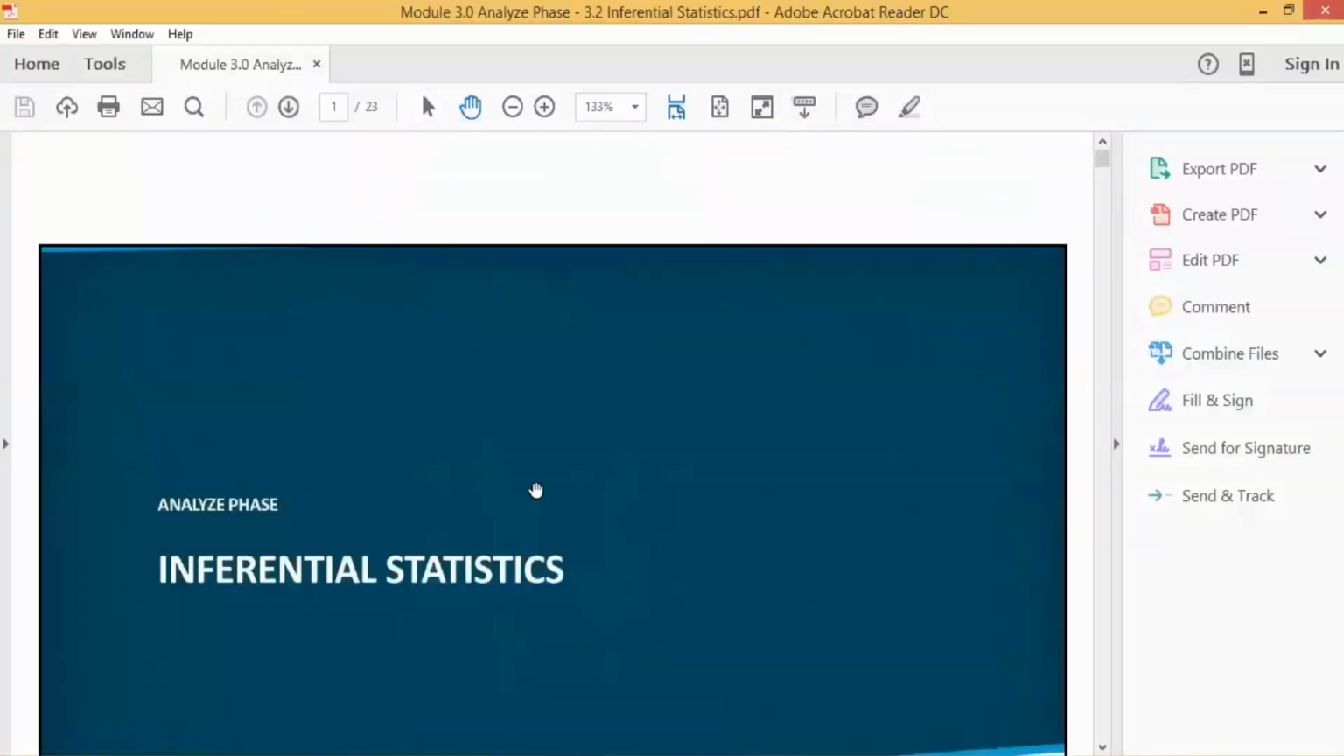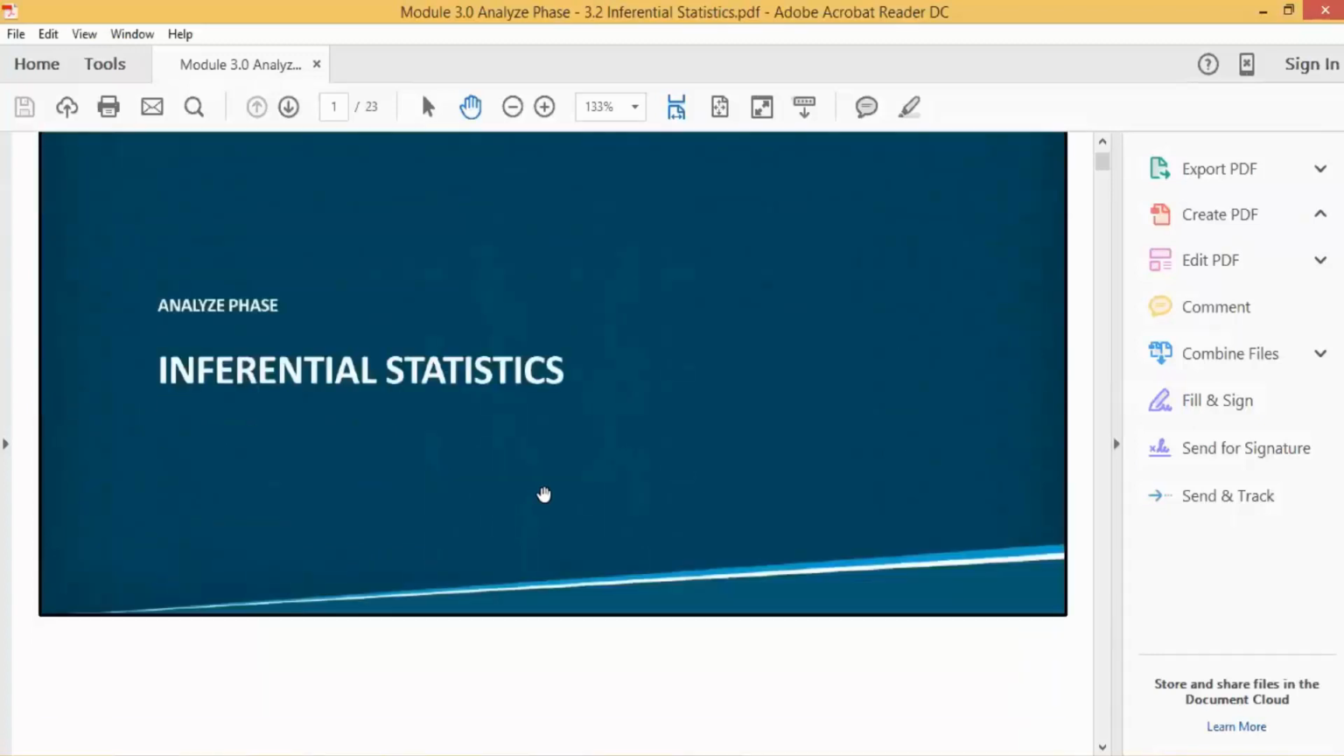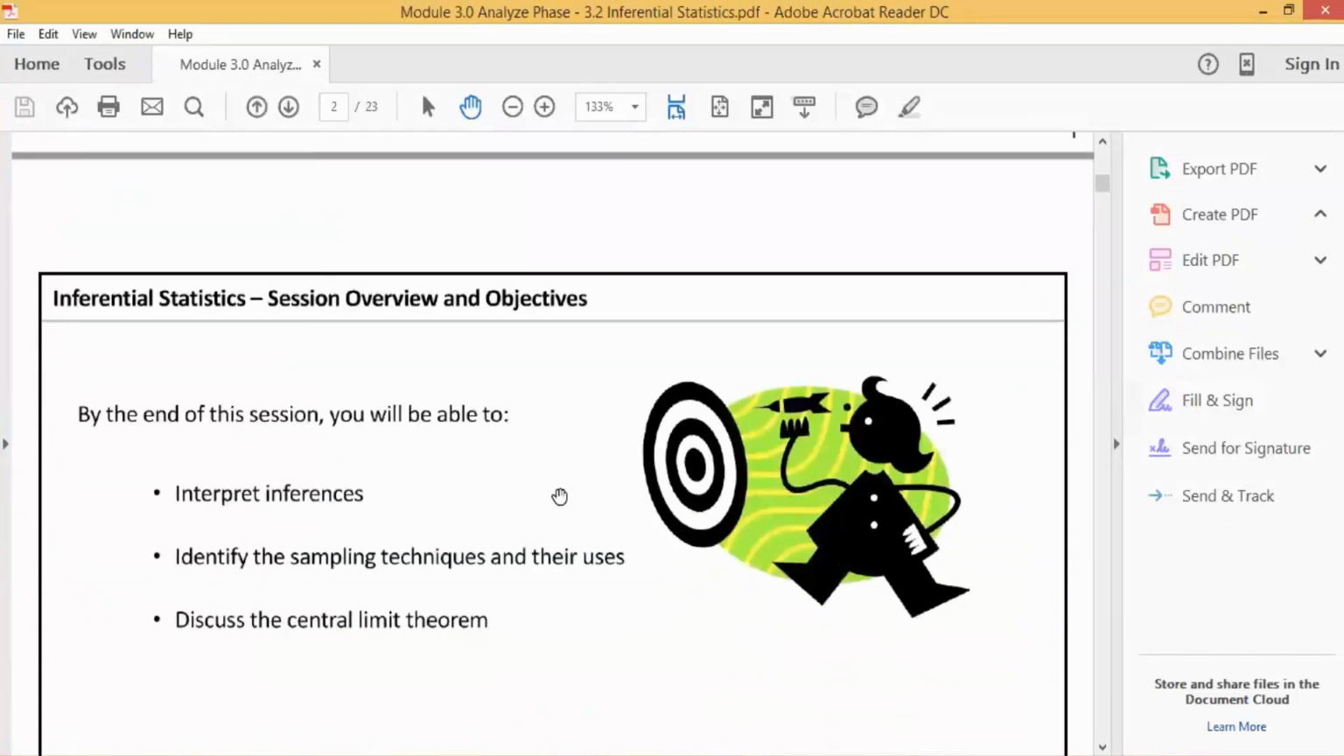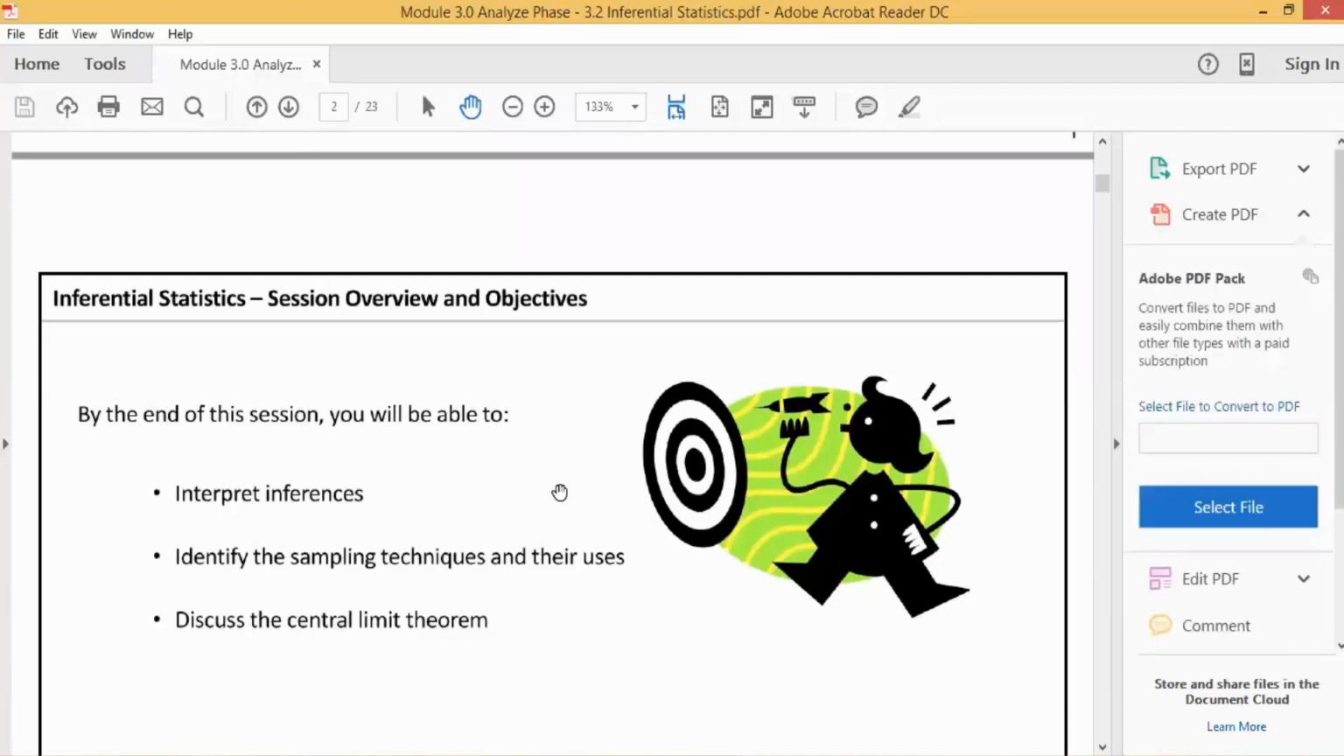Now we are into the analyze phase, inferential statistics. By the end of the session, you will be able to interpret inferences, identify the sampling techniques and their uses, and discuss the central limit theorem.